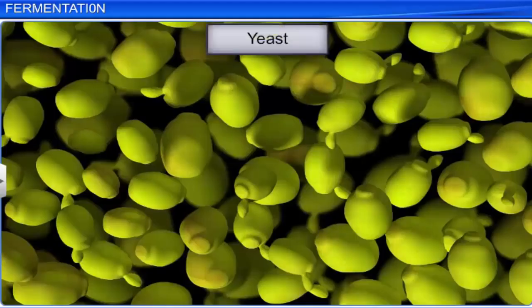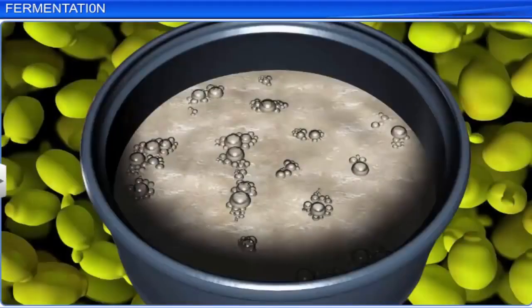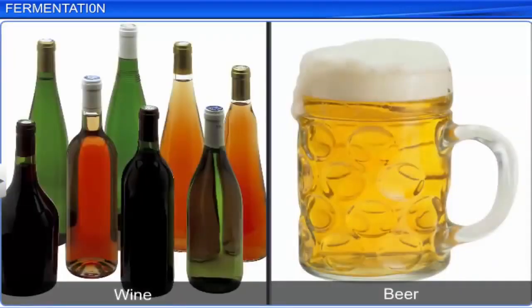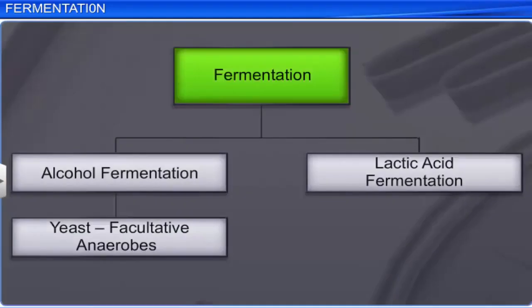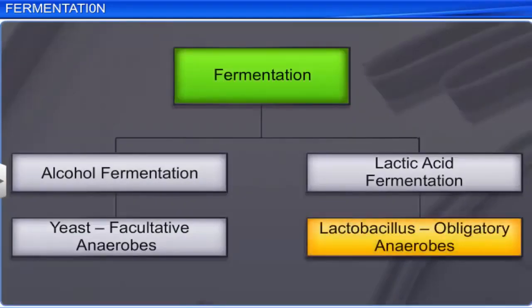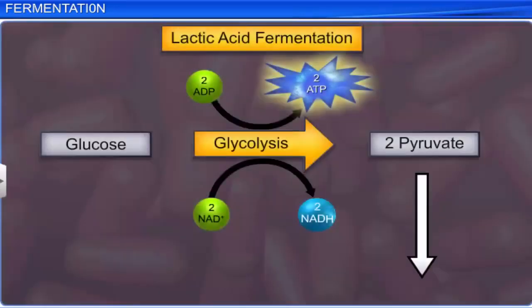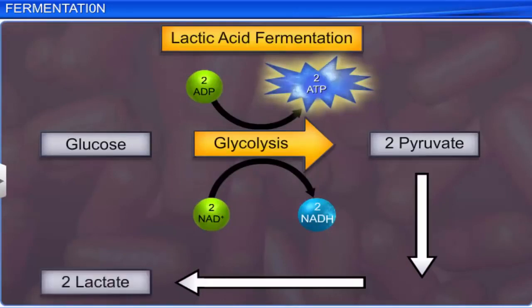Yeast is widely used in the production of alcohol beverages like wine and beer, and to bake bread. The fermentation of lactic acid is carried out by bacteria like lactobacillus, which are obligatory anaerobes. In them, pyruvic acid is reduced to lactic acid or lactate.